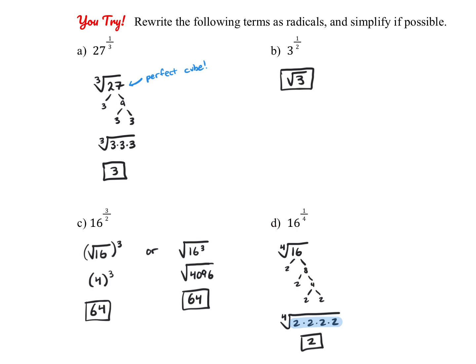And then for part D, your denominator is 4, so it becomes the 4th root of 16, which is actually a perfect 4th. 16 is 2 to the power of 4. So if you do your factors, you'll see you have one group of 4, so it simplifies to just 2.